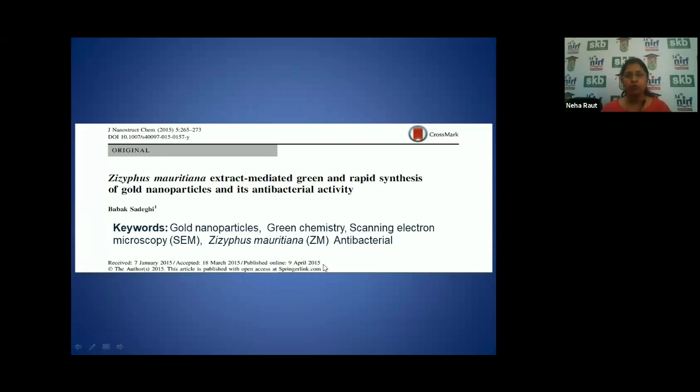on 9th April 2015. The keywords for this paper are gold nanoparticles, green chemistry, scanning electron microscopy, and Ziziphus mauritiana, that is ZM, and antibacterial activity. So you can see it highlights all the keywords which are there in the title.